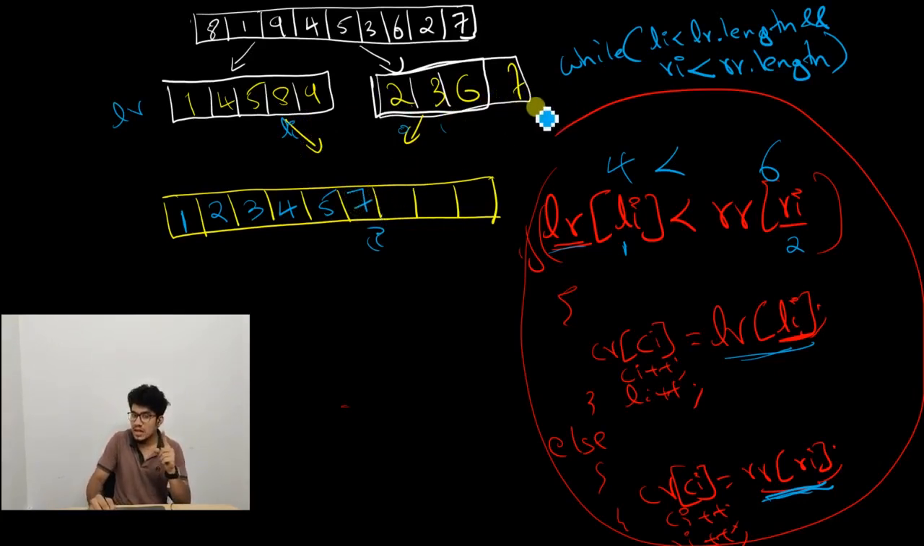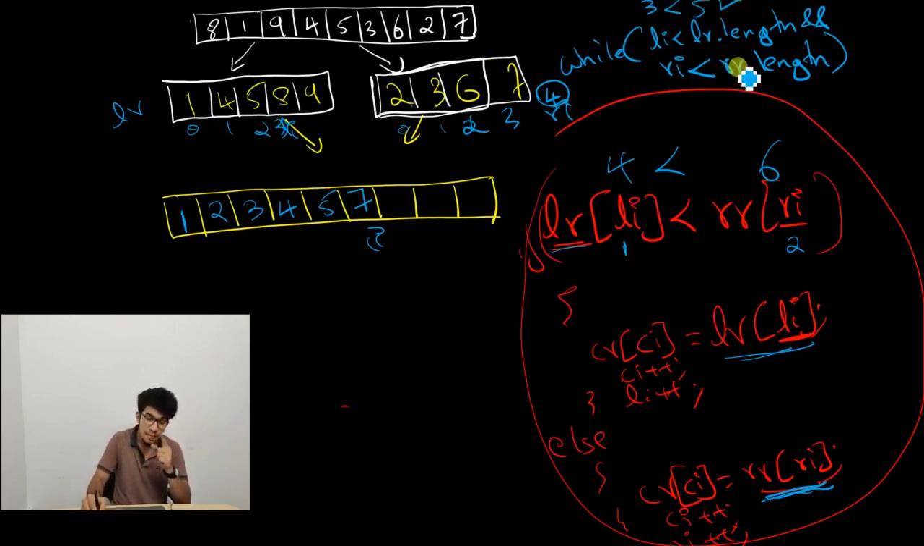Now don't think Ri will increment here. So 0, 1, 2, 3. Don't think Ri value becomes 4. Yes, Ri value becomes 4. That is why it will check the condition. What's the Li value? 0, 1, 2, 3. Li value is 3. Is it less than length of LR? Length of LR is 5. Yes, 3 is less than 5.